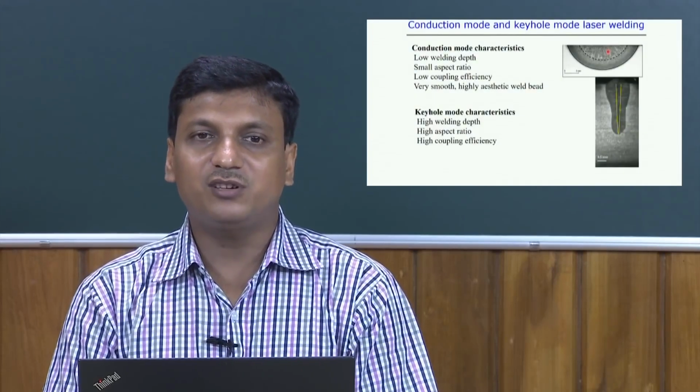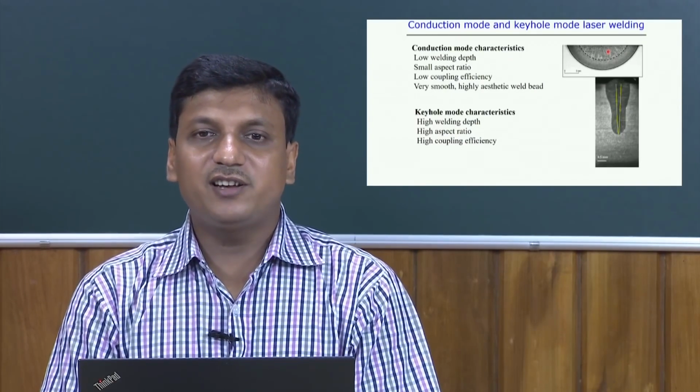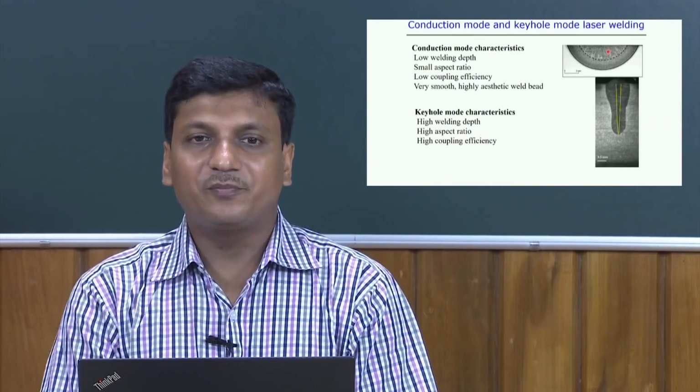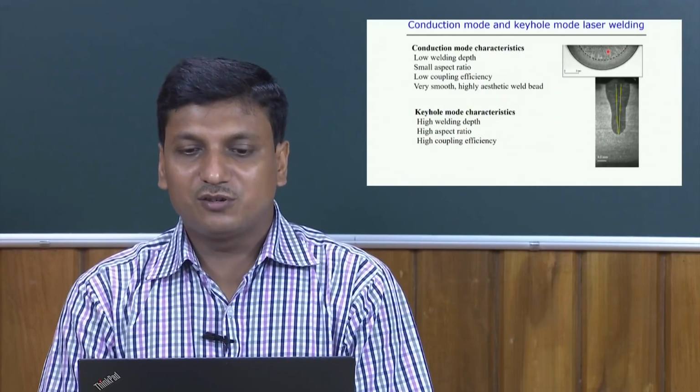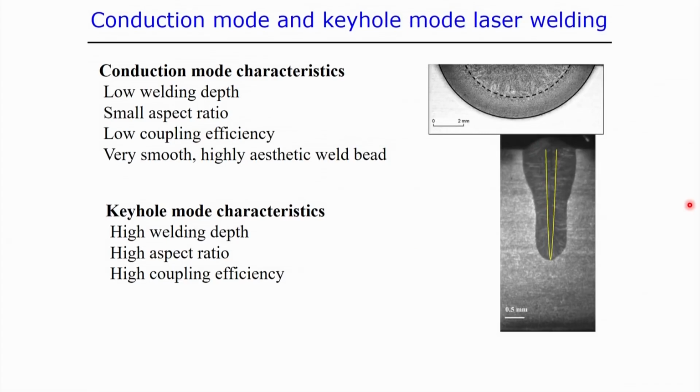Now, the next one, the keyhole mode characteristics. In this case, you can produce high welding depth, high aspect ratio and high coupling efficiency. Here, this weld pool has been measured after post weld treatment, that means after solidifying the molten zone, we take the macrograph and estimate the size of the weld pool. But the size of the weld pool does not ensure the size of the keyhole.